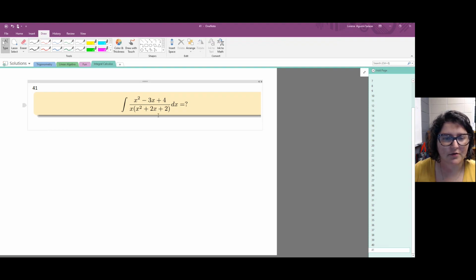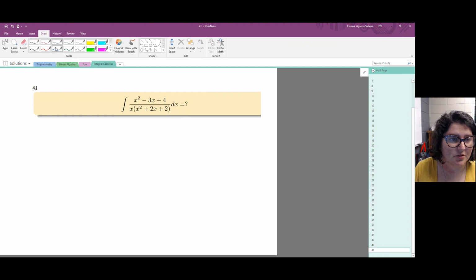So here our rational function is a quadratic over a cubic polynomial, and the cubic polynomial is already decomposed into two factors. We have x and then a quadratic that cannot be reduced because its discriminant is strictly negative. When we look at the discriminant of the quadratic, we find b squared, so that's 2 squared minus 4 times 1 times 2, and that's 4 minus 8. That's definitely negative, so the quadratic cannot be decomposed into linear factors with real roots.